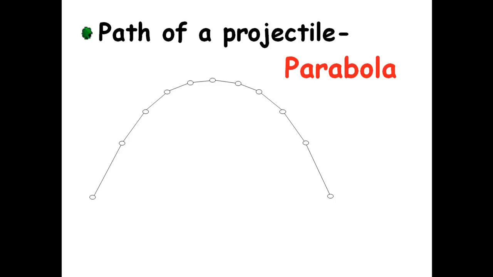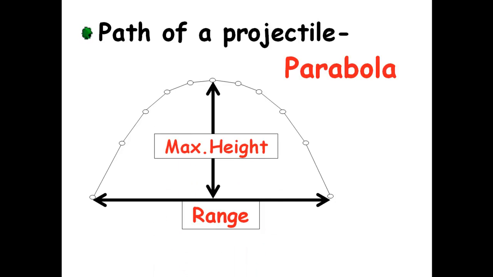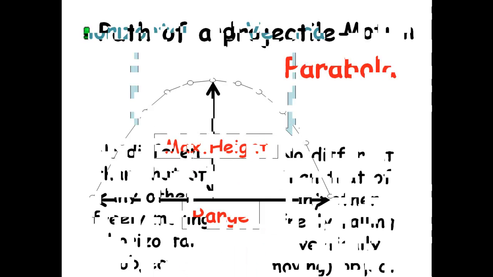We can of course increase the size of that arc by throwing it up higher, or change the width of the arc by throwing something harder in the horizontal direction, but it's always a parabola. We have this term range, which describes how far horizontally our object ends up. And of course, the maximum height could also be called the altitude.